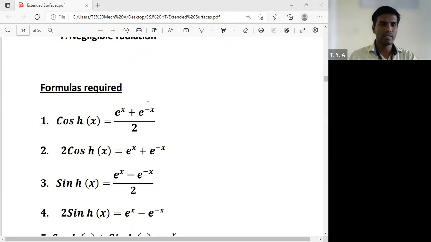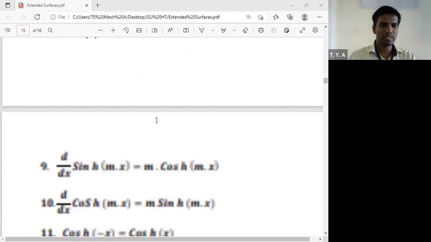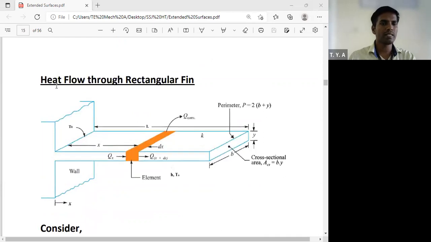Then we discussed the formulas. These are some of the formulas which are required for the simplification. After that, we started the derivation for the heat flow through the rectangular fin. Our aim is to calculate Q, how much heat is transferring through this rectangular fin.